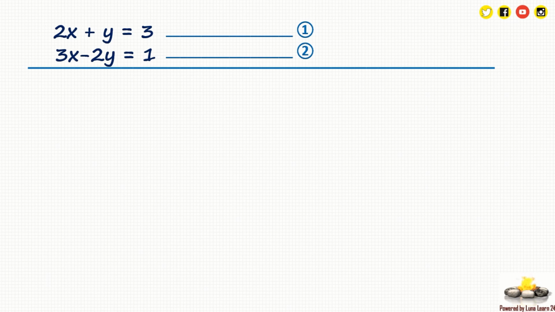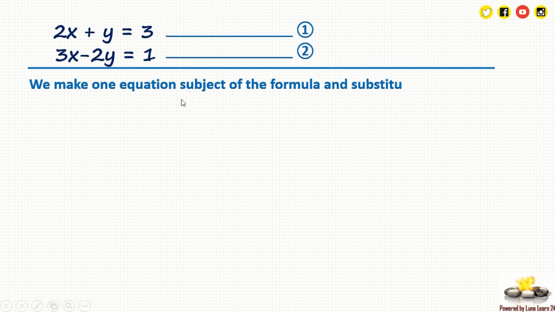Example 2 reads 2x plus y equals 3 and 3x minus 2y equals 1. Those are the two equations forming the system of equations. So in this substitution method, as we said earlier, we make one of the variables the subject in one of the equations and substitute in the other.